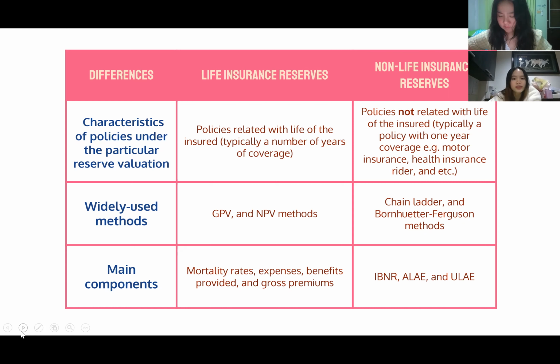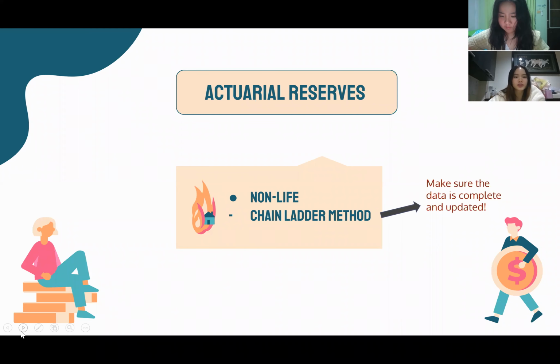For life insurance reserves, the mortality rates, expenses, benefits provided, and gross premium are included, while on the other hand, IBNR, ALAE, and ULAE are included for the non-life insurance reserves. For the reserve calculations for the non-life insurance policy, it is needed to estimate the reserves from the experience and assumption on each claim.